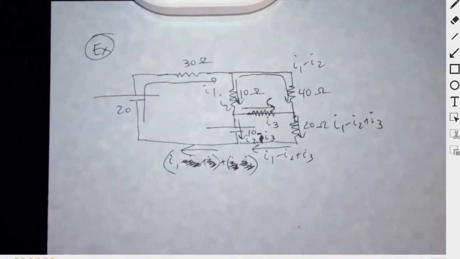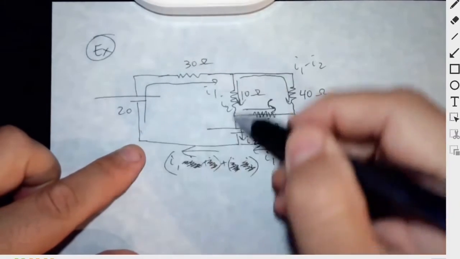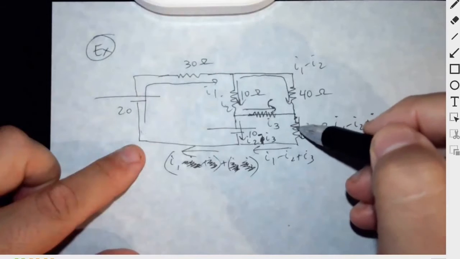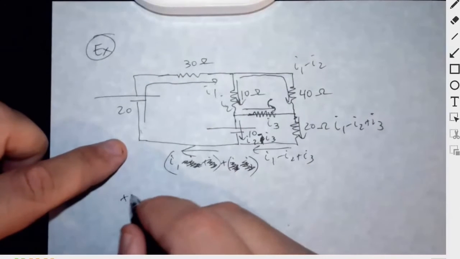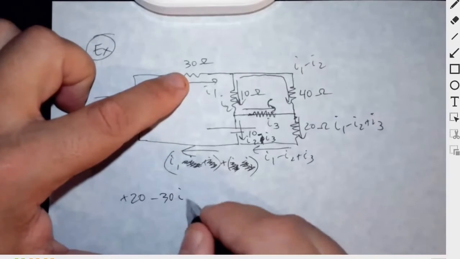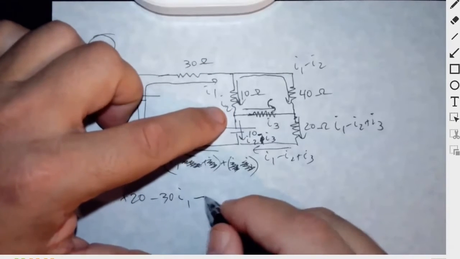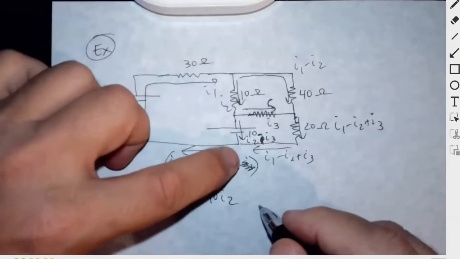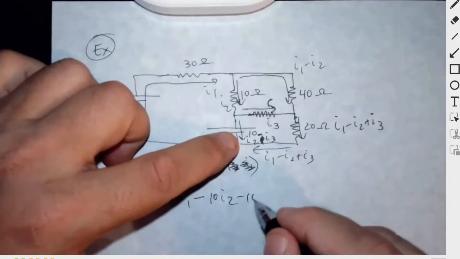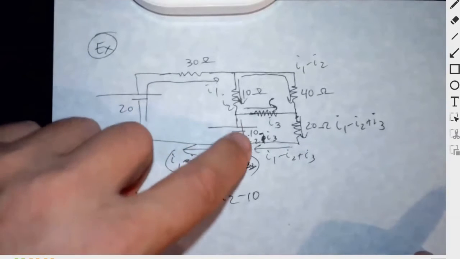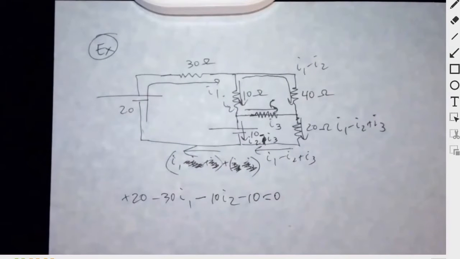Okay, for this one, I need 3 loops, right? I could always start here if I want, and then just go around the whole thing. Let's do that first. 20 minus 30 I1, then go down here, minus 10 I2, then go down. Well, this one doesn't matter that it's I2 minus I3 because with the battery, you just lose negative 10 either way. So there's no other resistor here. So that equation didn't actually change.